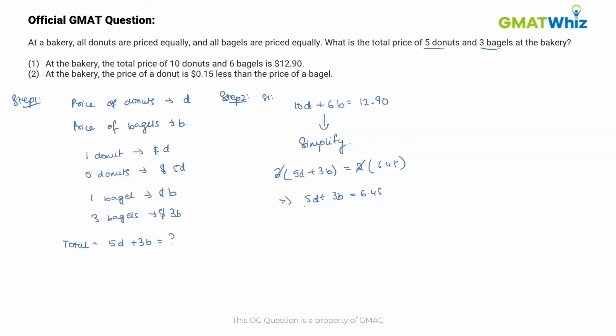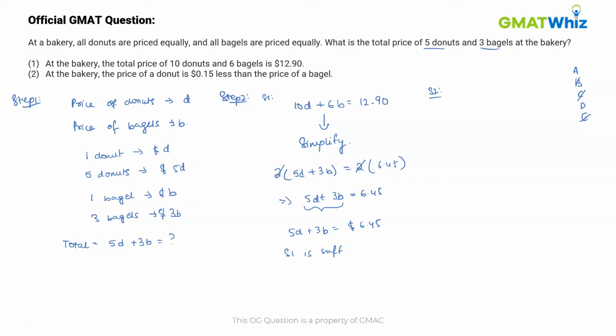Now this is exactly what we had to find. So the cost of 5 donuts and 3 bagels will be equal to $6.45. So we conclude that statement 1 is sufficient. And from the given options, we eliminate B, C and E. We now check the sufficiency of statement 2.